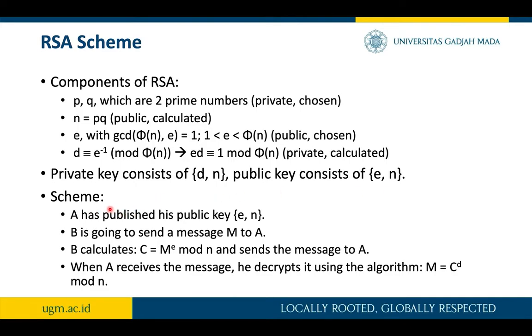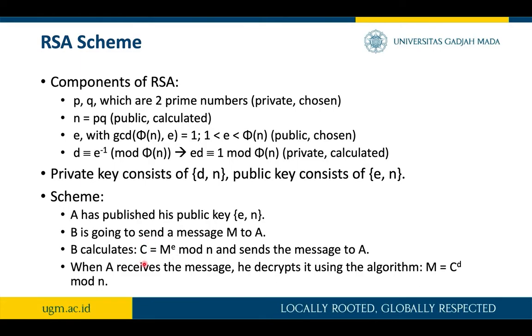The scheme here is like this. Suppose that P wants to send a message to A. A has a public key here. The public key is published to other parties, and consists of E and N. Since P wants to send a message to A, P will calculate the ciphertext. The ciphertext here is M to the power of E modulo N, where M is the original message. Then C is sent to A.